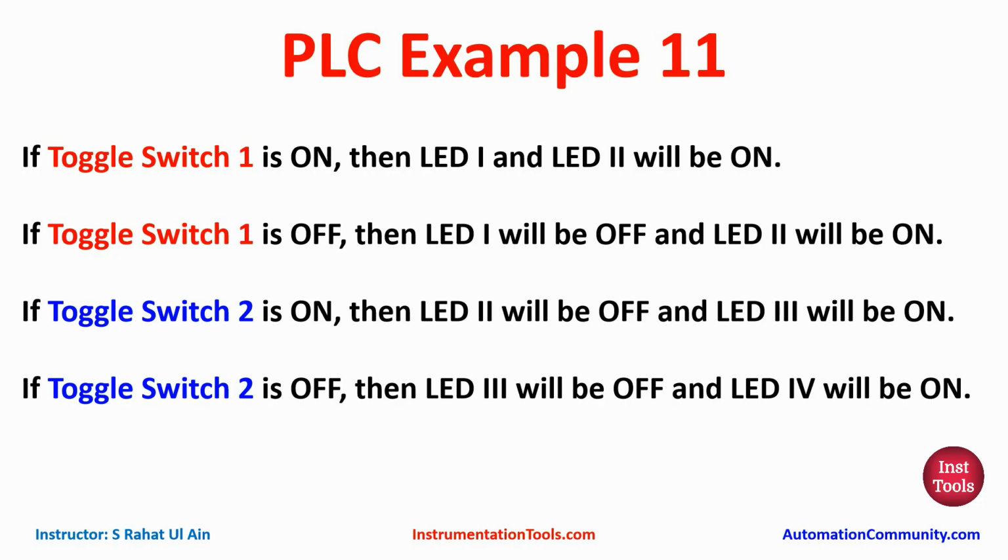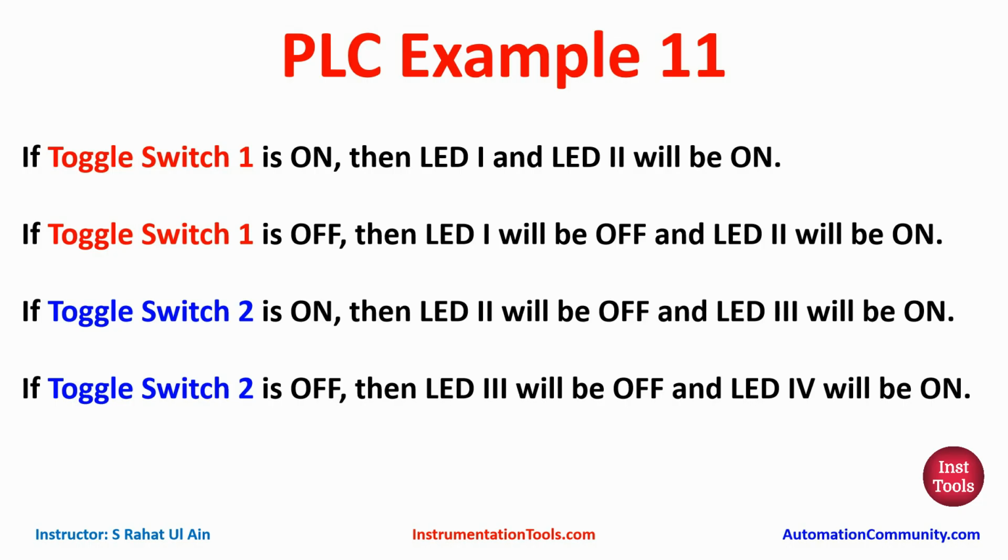That means we have 4 LEDs and 2 toggle switches. And when toggle switch 1 is turned on, LED 1 and LED 2 both turn on, and when it is turned off, one LED turns off but the other LED remains on. And LED 2 will be turned off using toggle switch 2 and the third LED turns on. And that third LED gets turned off when toggle switch 2 is turned off, and with that LED 4 turns on.